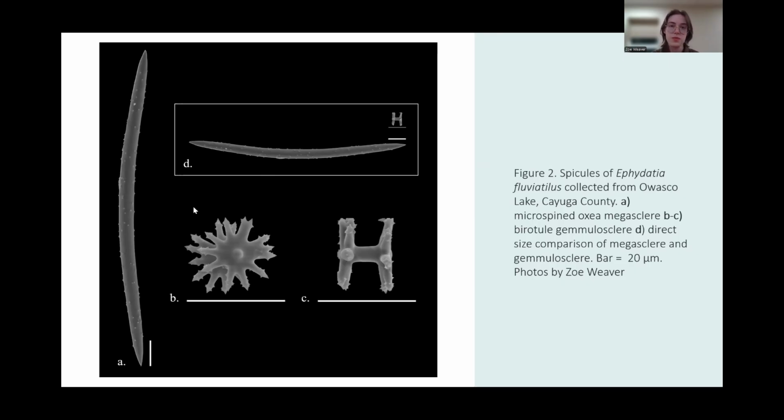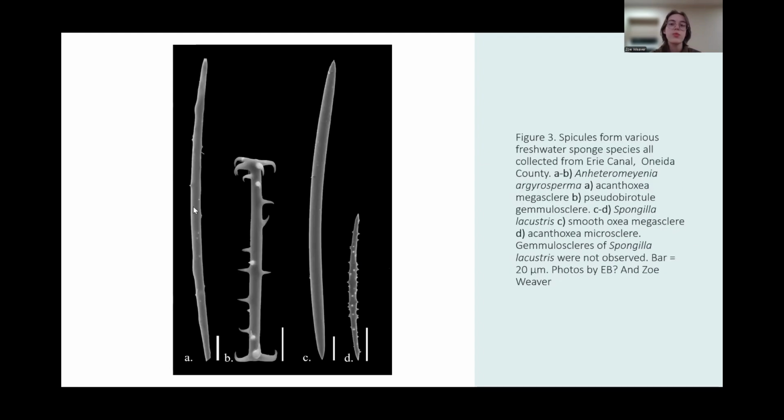you'll be looking for. Not only that, but we can also look at which species are present in which water bodies and the distribution of these species across the region. So here are spicules of two different sponge species that were both collected from around the same area in the Erie Canal in Oneida County. A and B show the two spicules of Anheteromeyenia argyrosperma, and C and D show the two spicules of Spongilla lacustris. As you can see, A and C are pretty similar, so having this is really good to differentiate the two of them.